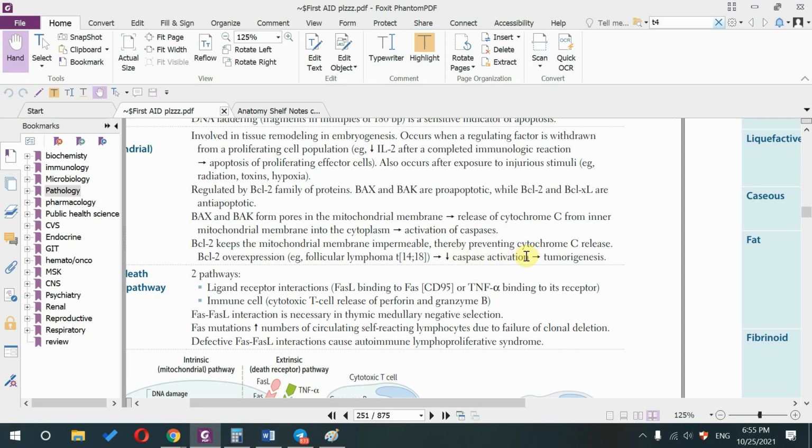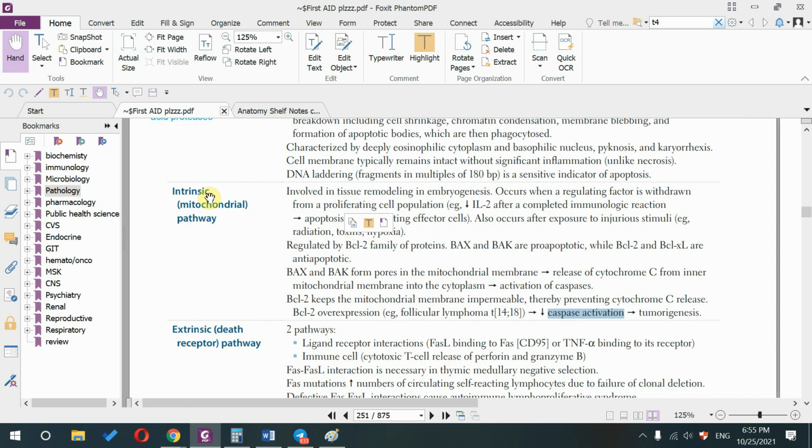So in case of follicular lymphoma, there will be a decrease in caspase activity. Why? What led to activation of caspases before? Cytochrome C. Well, how is that related to this? Because cytochrome C normally gets released if you don't have enough BCL2. Well, now you have more than enough. No cytochrome C release, thus decreased caspase activity, thus tumorigenesis.